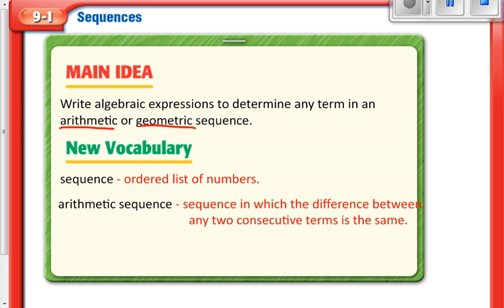An arithmetic sequence, basically what you need to know about the difference between arithmetic and geometric. The arithmetic sequence, you're going to be dealing with a little bit of plus minus here. So if something is increasing or decreasing by a given amount. Geometric deals with multiplication.